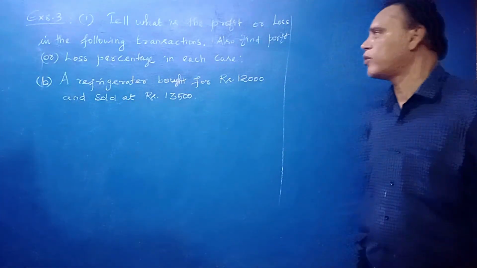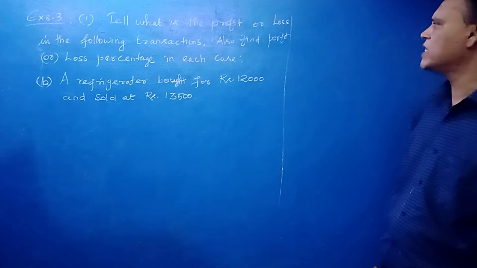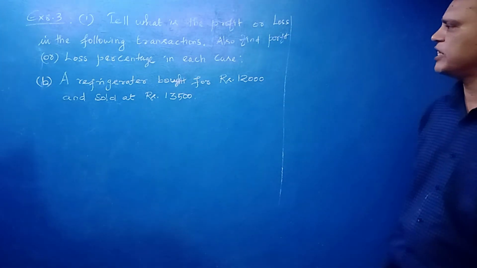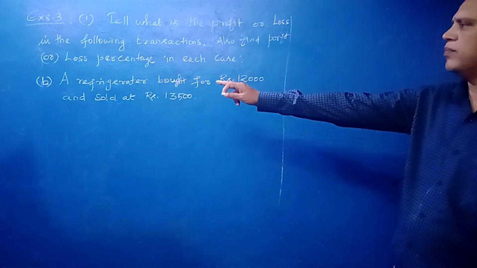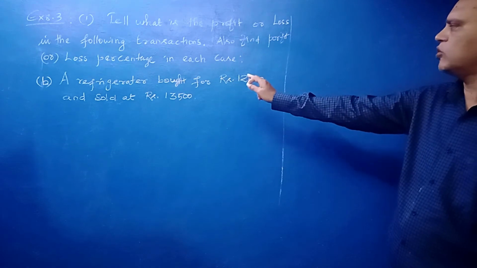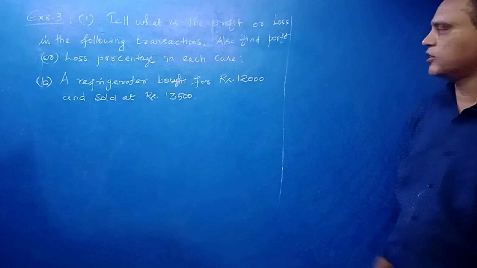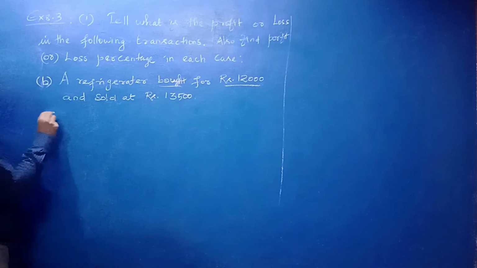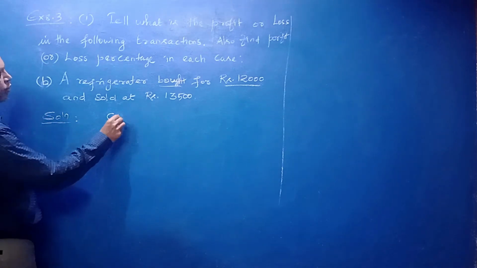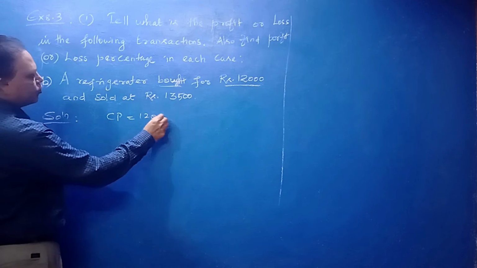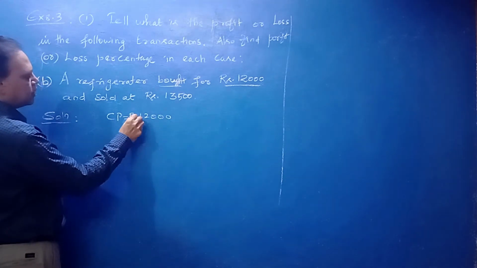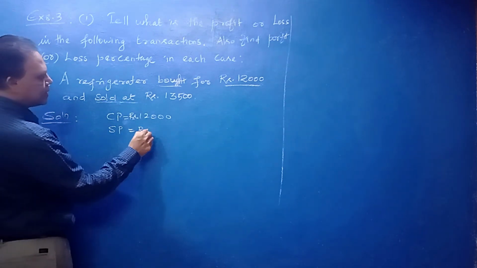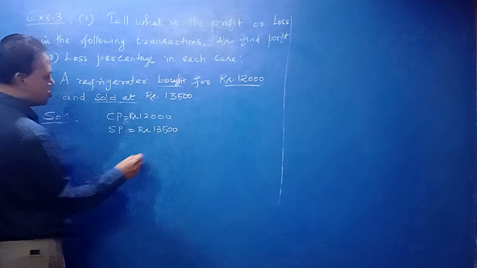Now we will see exercise problems. See exercise 8.3, first problem. Tell what is the profit or loss in the following transactions. Also find the profit or loss percentage in each case. A refrigerator bought for rupees 12,000 and sold at rupees 13,500. Bought means CP. CP equals 12,000 rupees. Sold means SP. SP equals rupees 13,500.